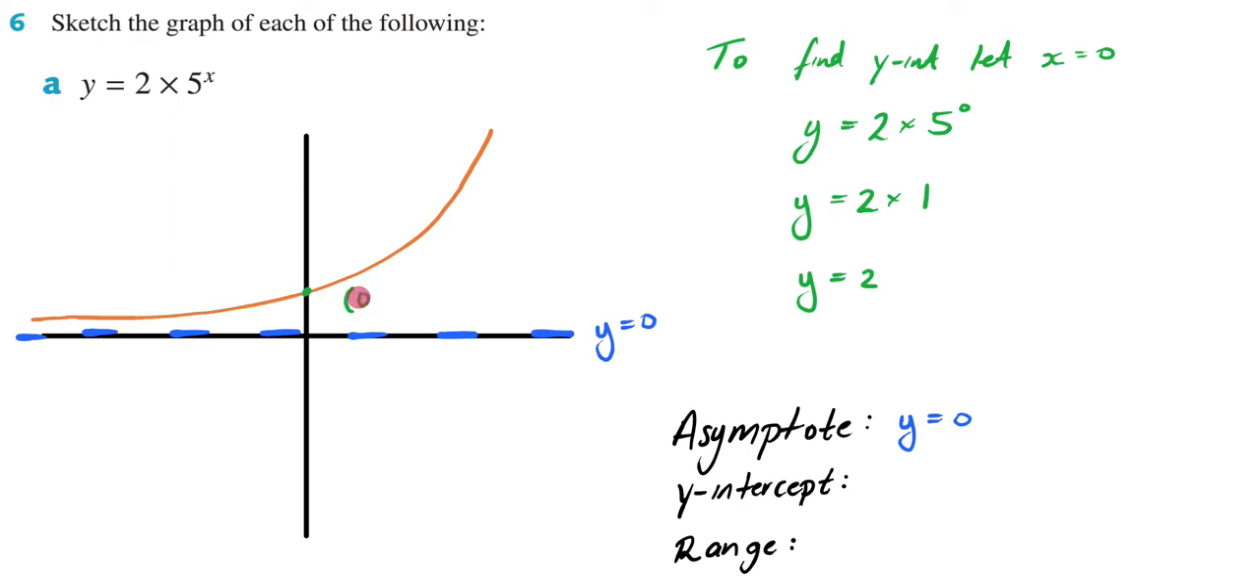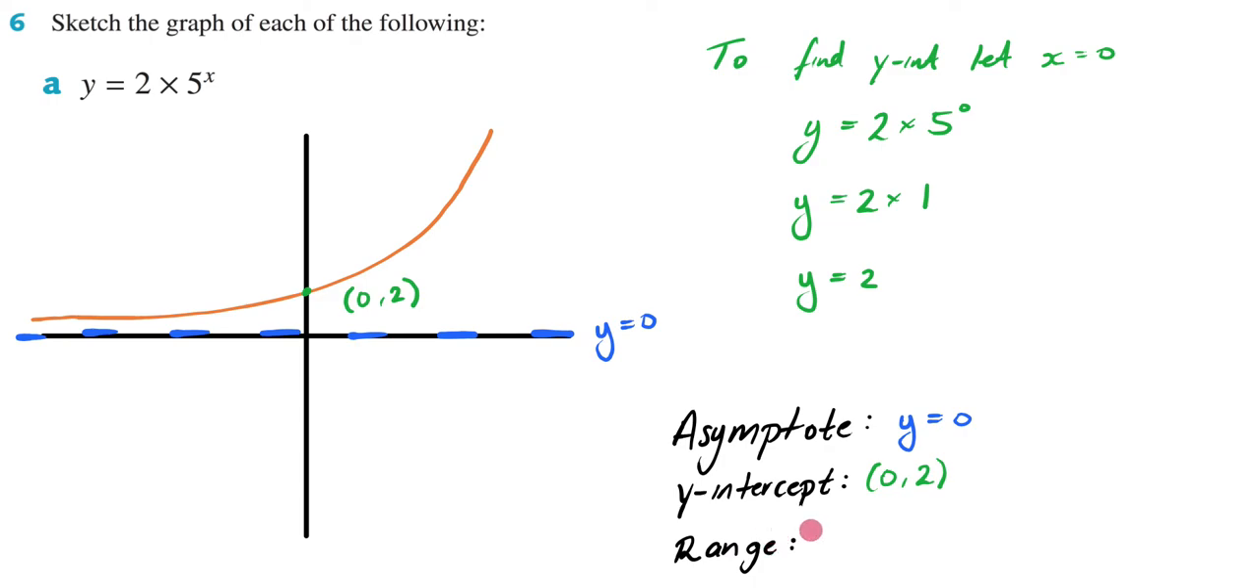So this is going to be (0, 2). So over here, (0, 2). And again, let me remind you that this 2 multiplication is a dilation by a factor of 2 from my x-axis.